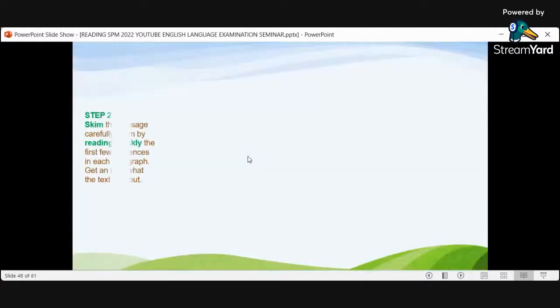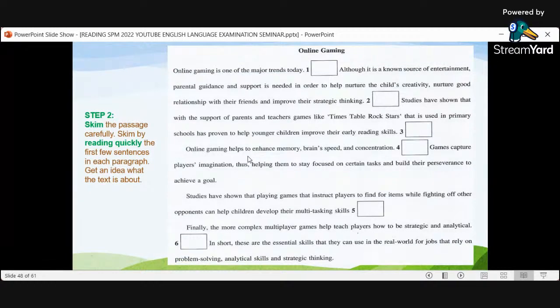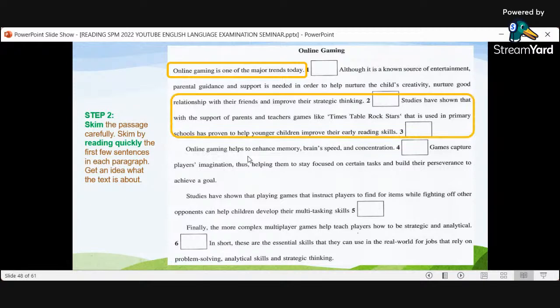So let's just skim the text. Okay, you read quickly. Online gaming is one of the major trends today. Studies have shown that with the support of parents and teachers, games like Timetable Rockstars that are used in primary school have proven to help younger children improve their early reading skills.